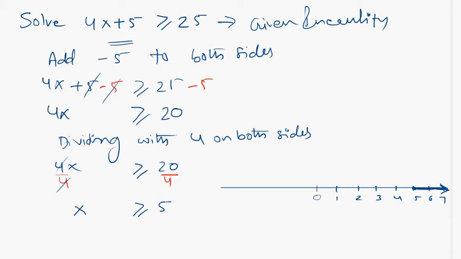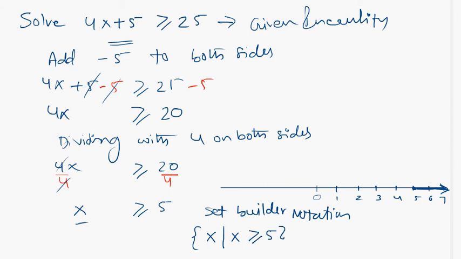This can be written in set builder notation as all values of x such that x is greater than or equal to 5, which means all real values of x such that, as this line indicates, x is greater than or equal to 5. This is called writing in set builder notation.